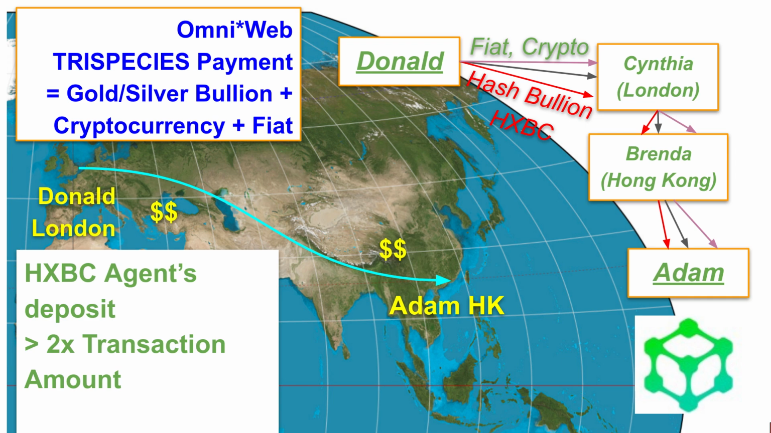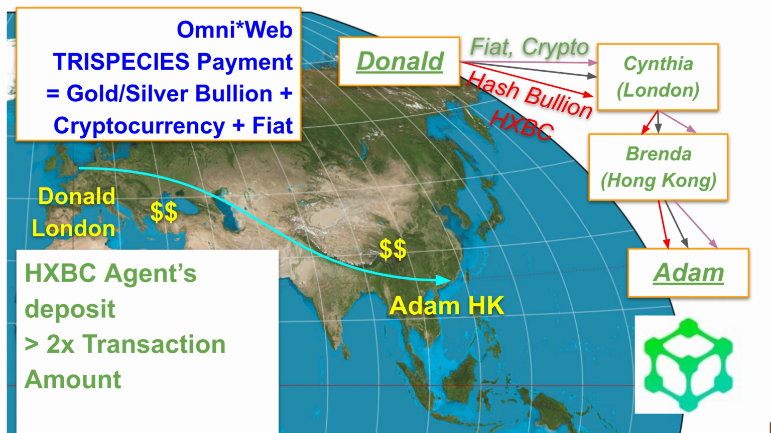Donald will make payment in one of tri-species money to Cynthia. Cynthia will then transfer payment in one of tri-species money to Brenda. Finally, Brenda will do the same to complete the transaction. Adam will physically pick up 1 troy ounce of silver coins from Brenda if he chooses to, or chooses to receive the money in fiat or cryptocurrency, or saves the payment hash code for future transactions.